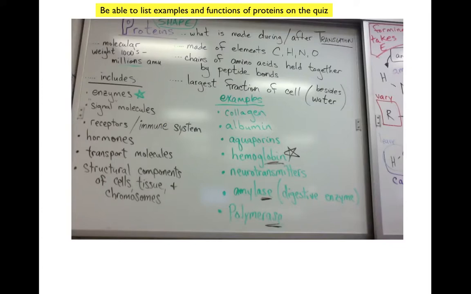Yeah, so I mean, functions, you could say they function as a hormone. They transport things through our body. They are structural components. They make up our chromosomes. So yeah, examples, functions, they kind of are the same thing. There are some specific examples there listed that we've gone through: collagen, albumin, aquaporins, hemoglobin. Yes, and then there's several, all those enzymes that we've talked about are also protein.